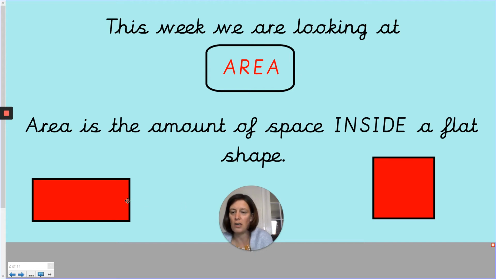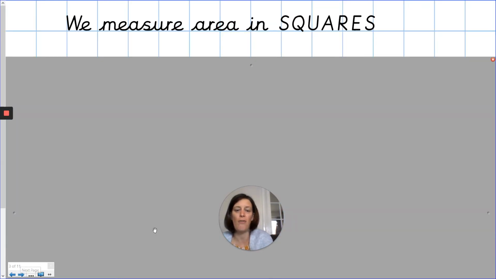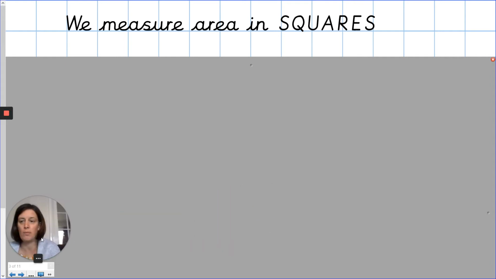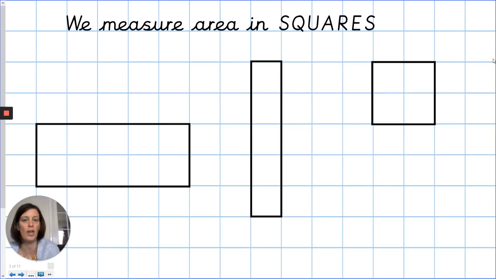So in this rectangle, the area is all of the red part. And in here, all of the red part. Last week, we looked at perimeter, the distance around the outside, so all of the distance on the black lines there. But this week, we're looking at area, the amount of space inside the flat shape. So we measure area in squares. So we use squares to measure area.